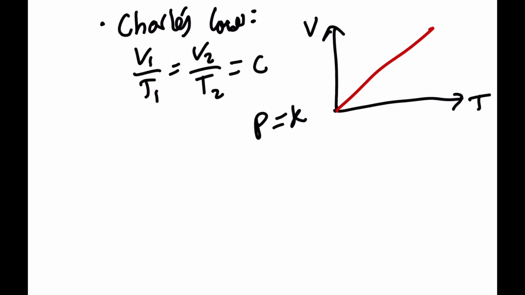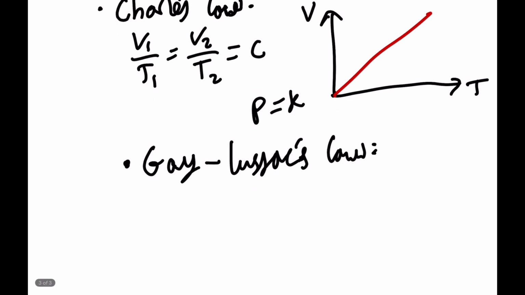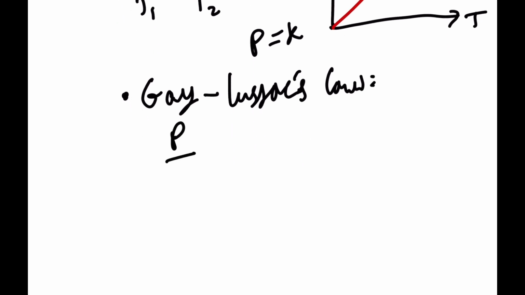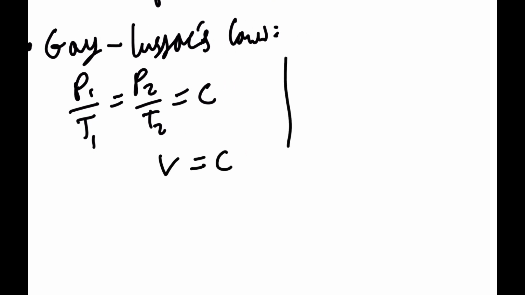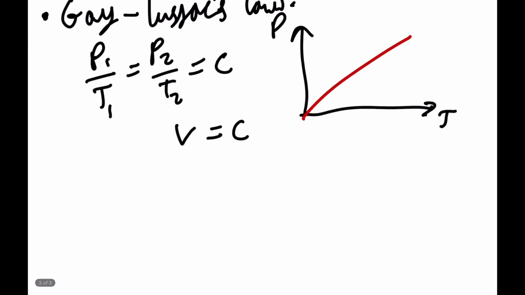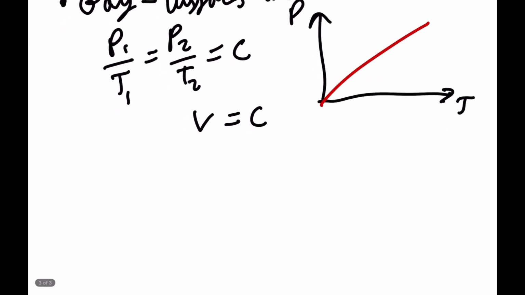Cool, and let's go to the last gas law, which is Gay-Lussac's law. This is when P over T is constant. So P1 over T1 equals P2 over T2, which is equal to a constant. This is when volume is constant. If we draw a graph of P against T, we would get a straight line as well. And that's all the gas laws.